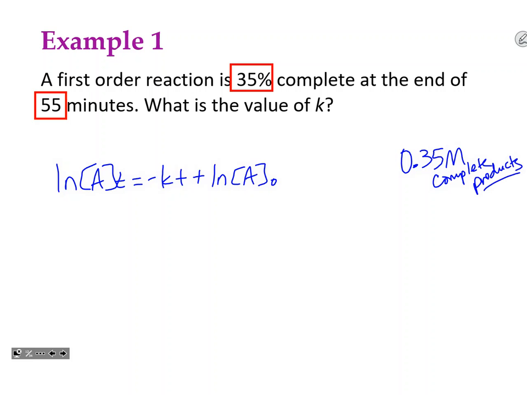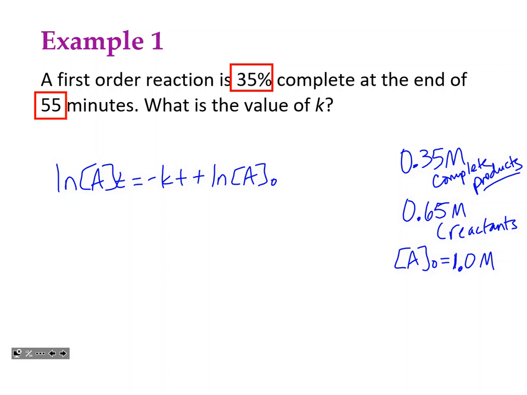0.35 molar? 0.65 must be reactants, right? That is still reactants at this point. So what does that mean in terms of what we initially started with? What would we declare our initial concentration to be? 1 molar, thank you. That's exactly right. Like 100%, right? 1 molar, there you go.